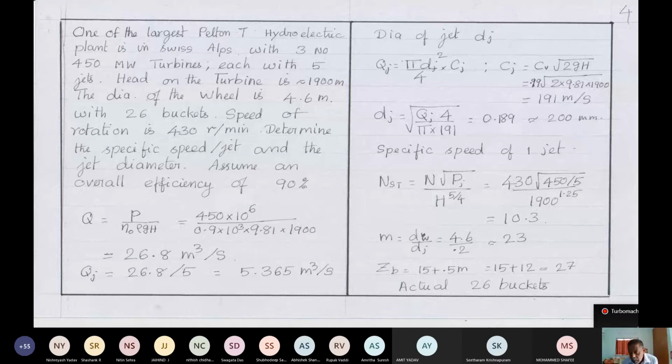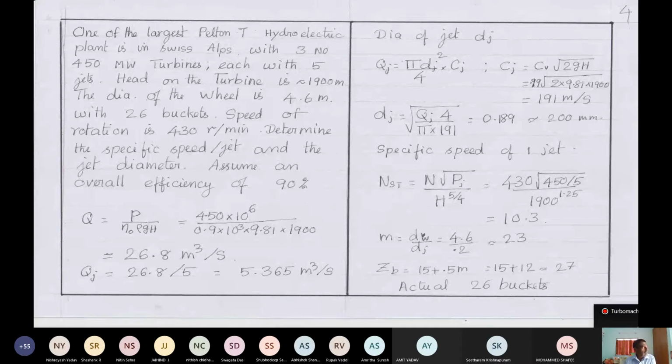Now, in addition, you can calculate the wheel diameter to jet ratio m. So that is 4.6, the diameter of the wheel, divided by the jet diameter around 0.2. So it is around 23. Now, number of blades is given as a function of m, 15 plus 0.5 m. So 15 plus 0.5 into 24 I have used, so that 12, and finally it comes to around 27. The actual number of buckets used is 26. Okay. So I think we may close the hydro turbine part by this.